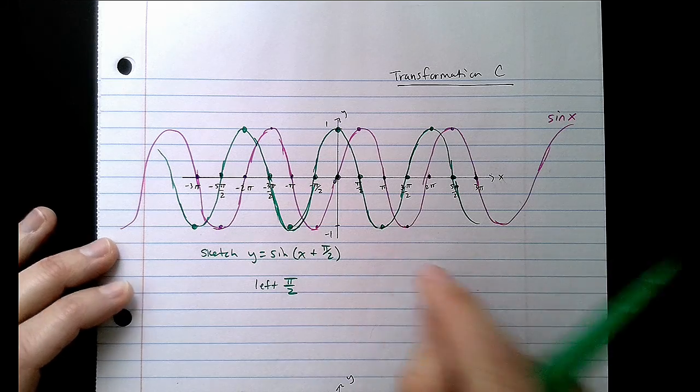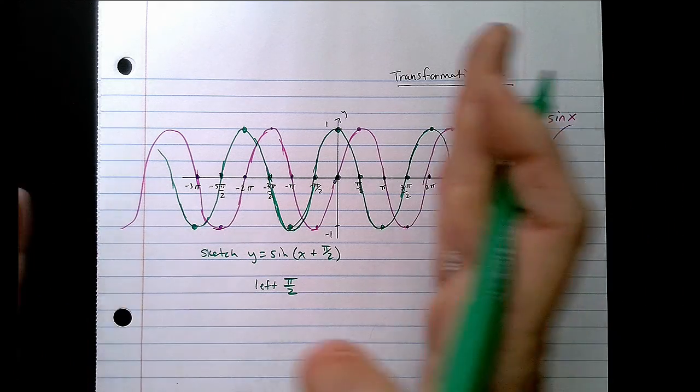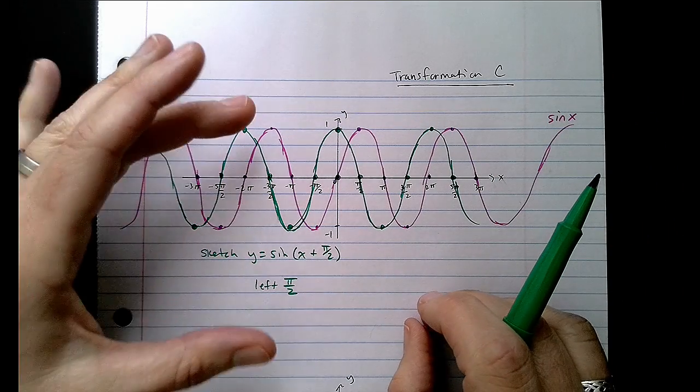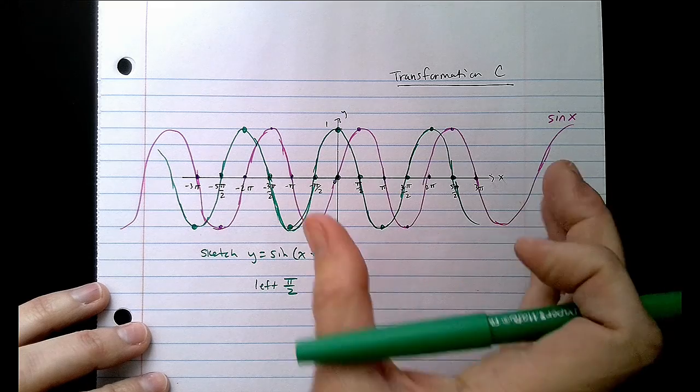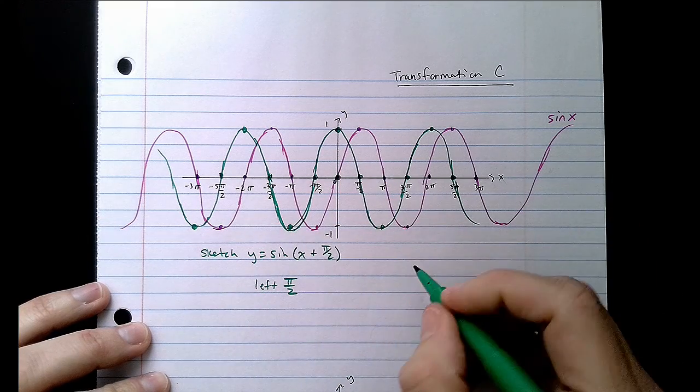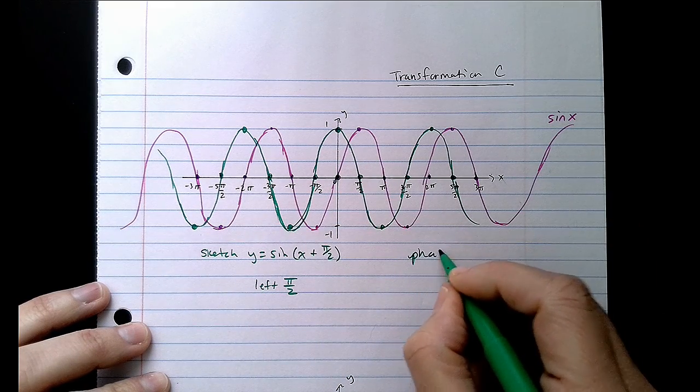So if you notice, the entire graph just shifted one way. There's no stretching, there's no compressing, it just translates left or right. This is called a phase shift.